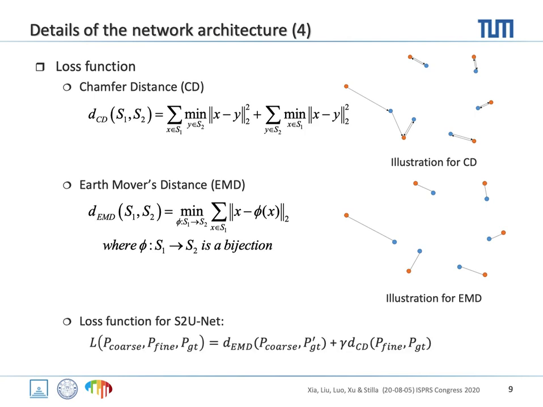In this work, the loss function involves two terms since we employ a coarse-to-fine training method, where P-coarse is the sparse point cloud from the decoder. The P-GT prime is the subsampled ground truth point cloud with the equal size as P-coarse. The second term is the chamfer distance between the final predicted point cloud P-fine and the ground truth point cloud P-GT, in which gamma is the hyperparameter to balance the relation of them.